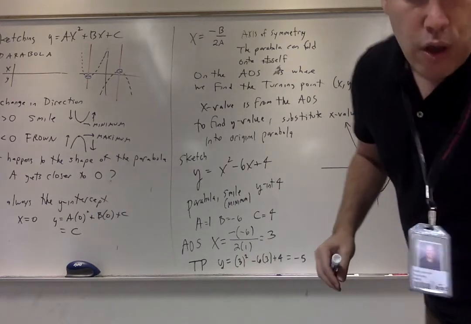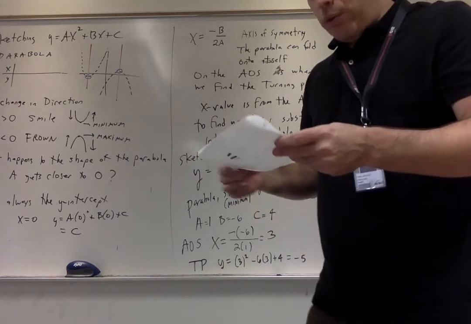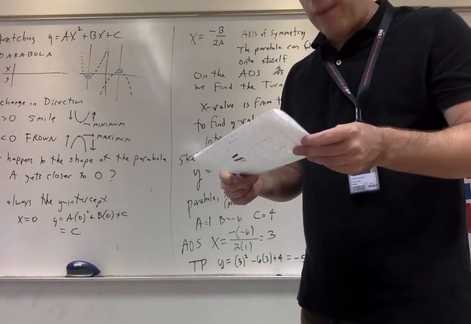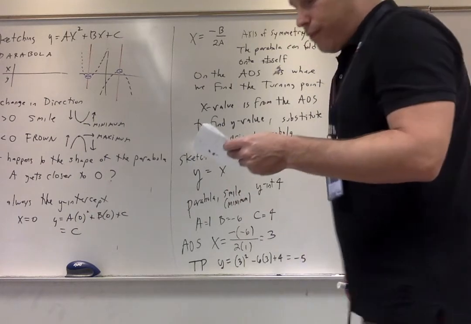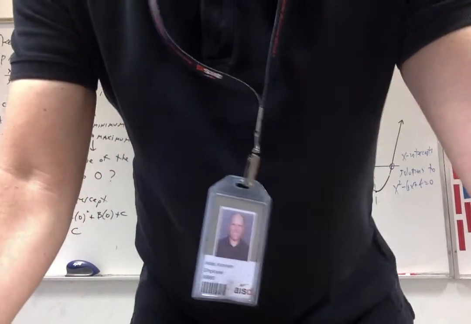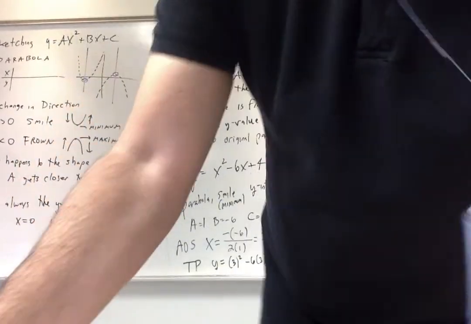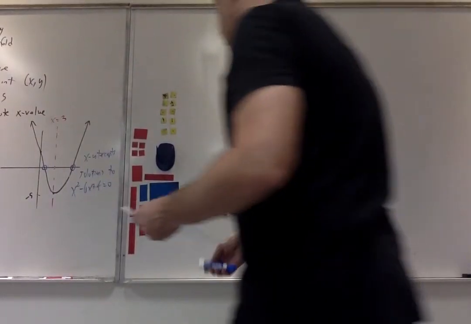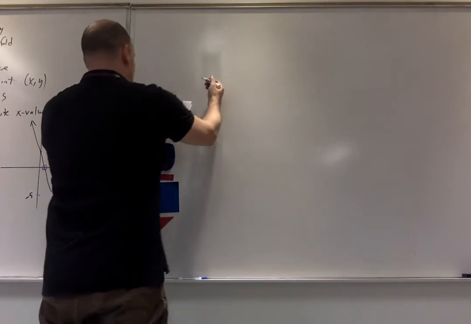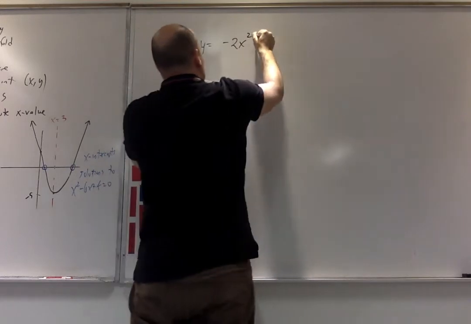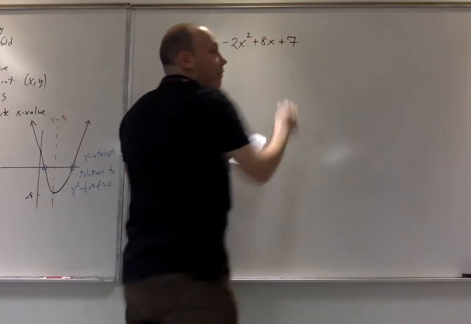Let's try another one. Try this on your own. Y equals negative 2x squared plus 8x plus 7. Let me say it again. Y equals negative 2x squared plus 8x plus 7. Let's go to the other board. I think I'm going to take a picture. The equation is y equals negative 2x squared plus 8x plus 7.